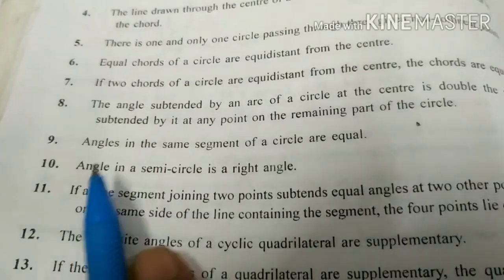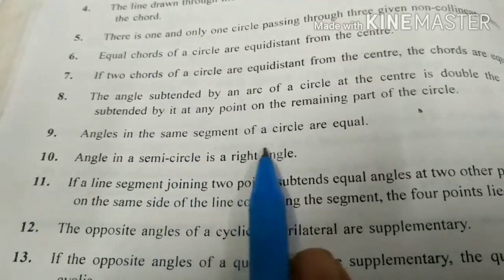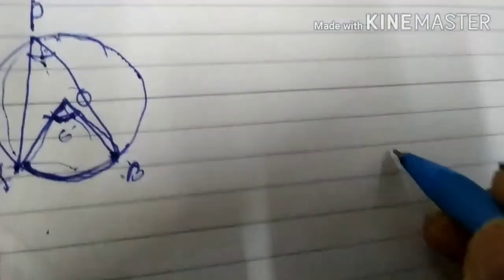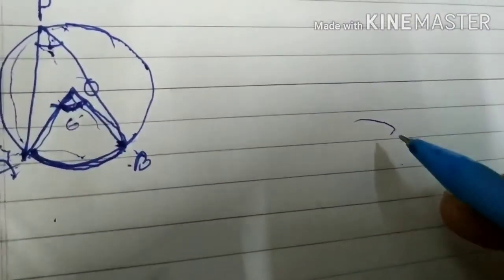Statement number 9: angles in the same segment of the circle are equal. Look at the diagram to see what the same segment means: angles in the same segment of the circle are equal.